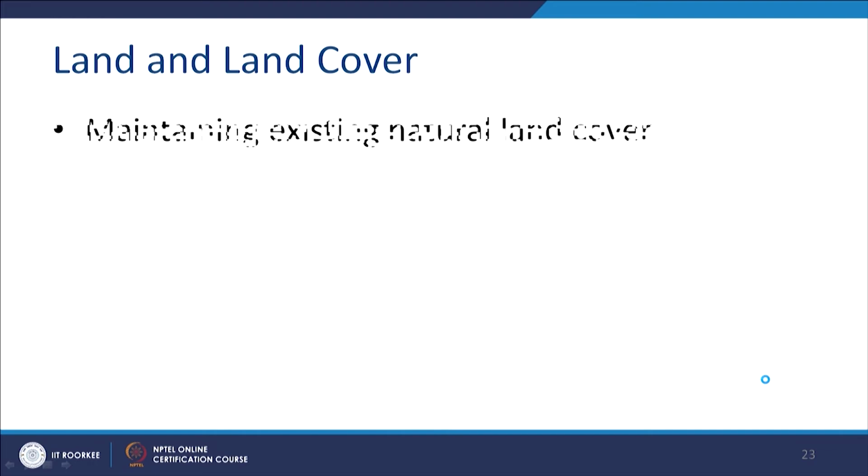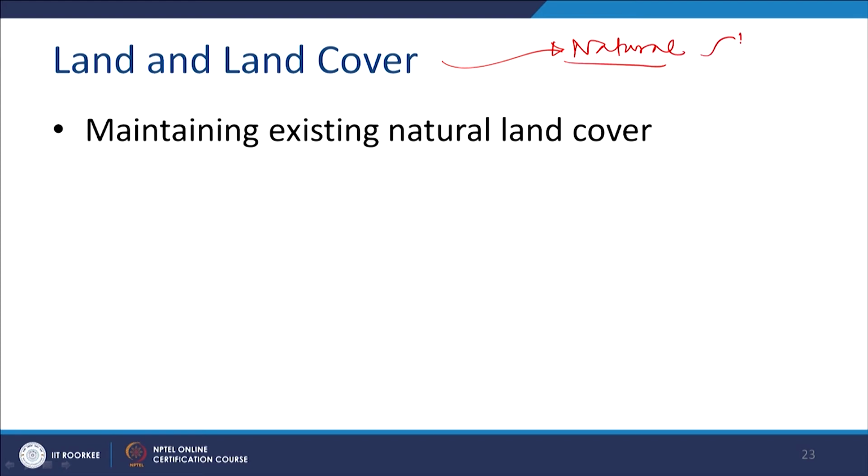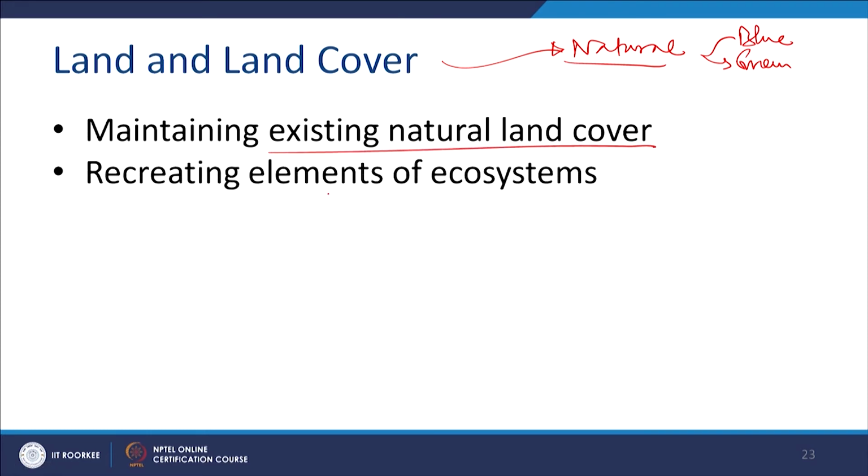And for land and land cover, we have basically a large amount of land and land cover. Here it can be a natural element. So, in the natural element again the blue and green infrastructure could be there, that we will discuss later. So, maintaining existing natural land cover like blue and green land cover, recreating elements of the ecosystem. Whenever we urbanize some area, definitely we will be disturbing some existing ecosystem. So, we have to replenish or recreate those ecosystems to maintain the overall harmony of the environment and to bring a quality of life. So, that is very important in maintaining the ecosystem.